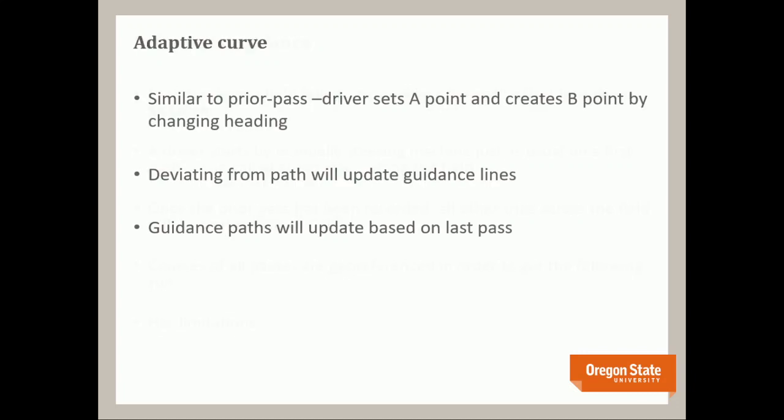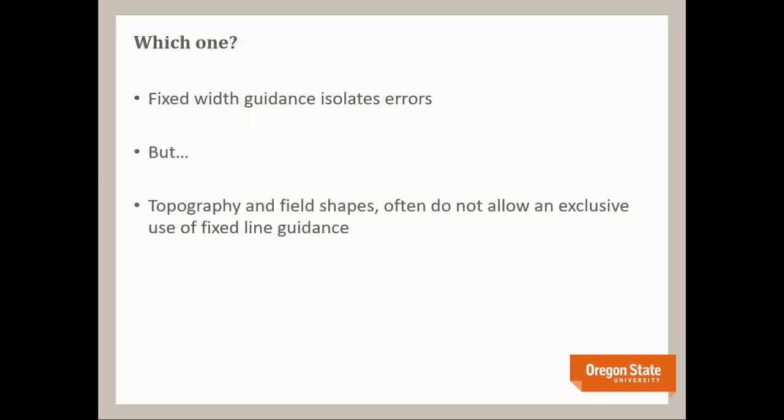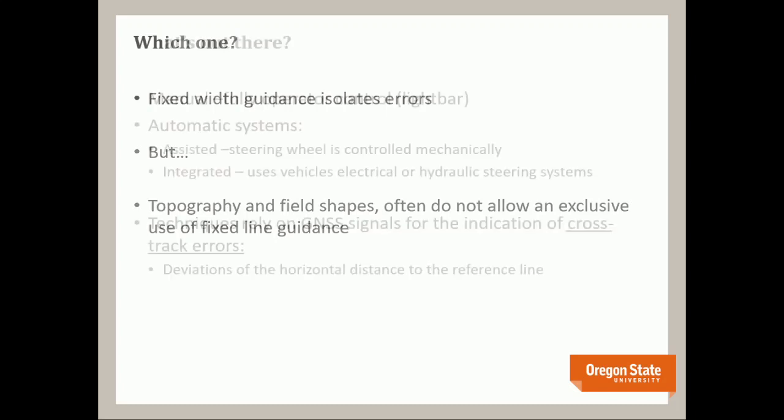It has some limitations. Adaptive curve is similar to prior pass: the driver sets a point and creates a B point by changing heading. Deviating from the path will update the guidance line. The guidance path will update based on the last pass. Fixed width guidance isolates error, but topography and field shapes often do not allow an exclusive use of fixed line guidance, because topography will provide issues due to the fixed line with the implement and the GNSS positioning.